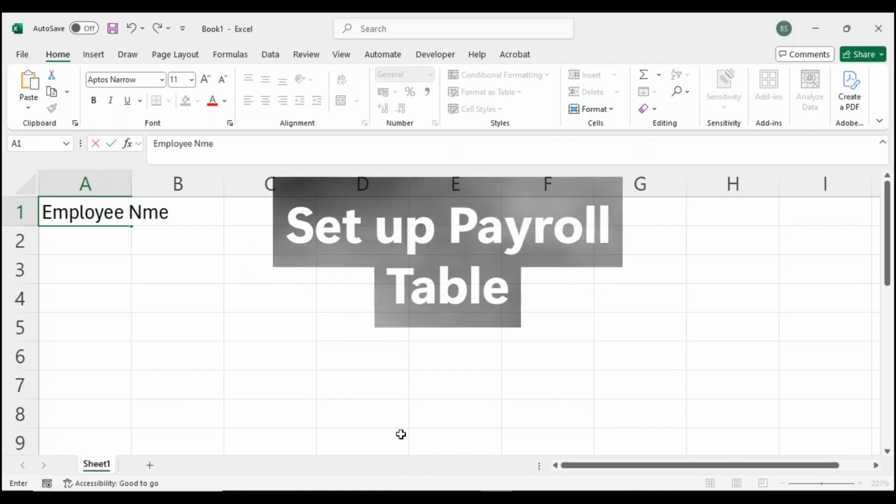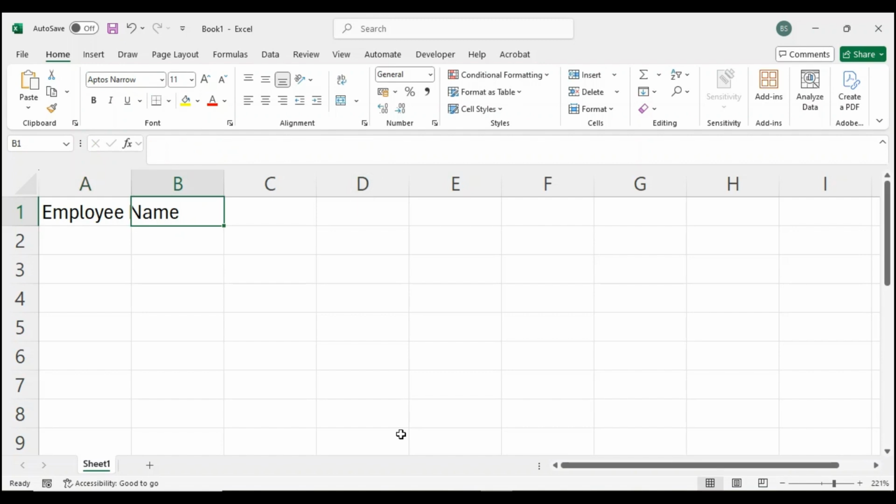Start with a simple payroll table showing gross pay for each employee.